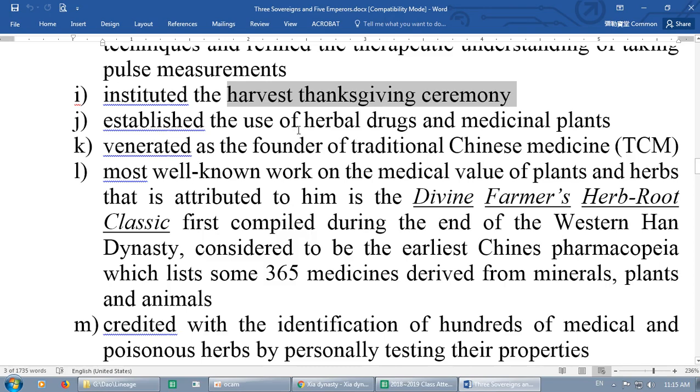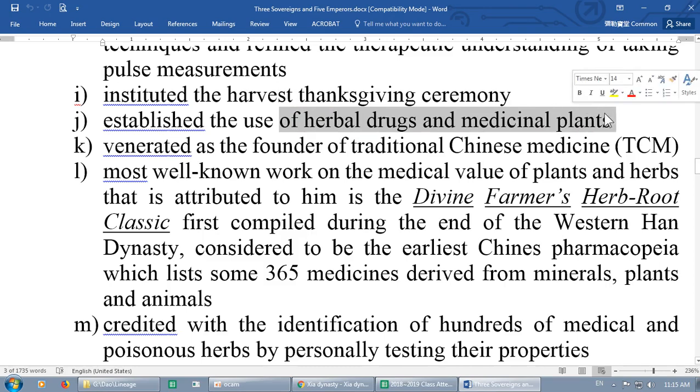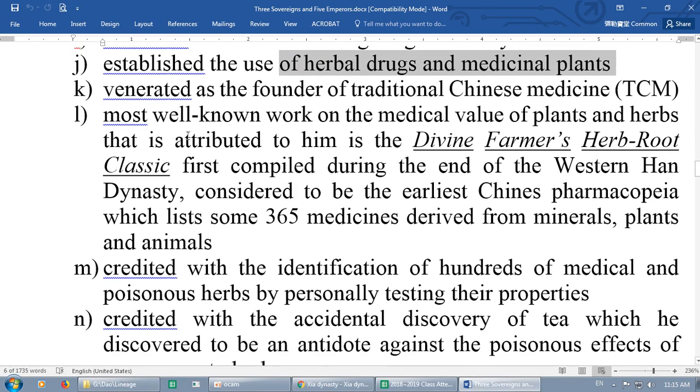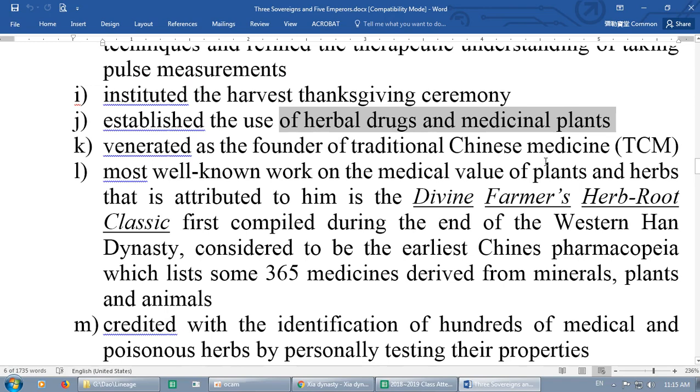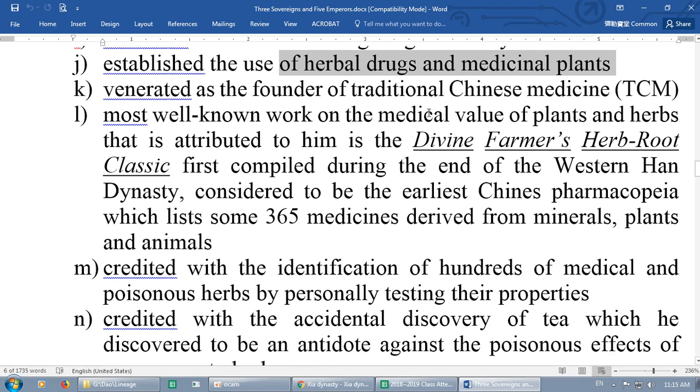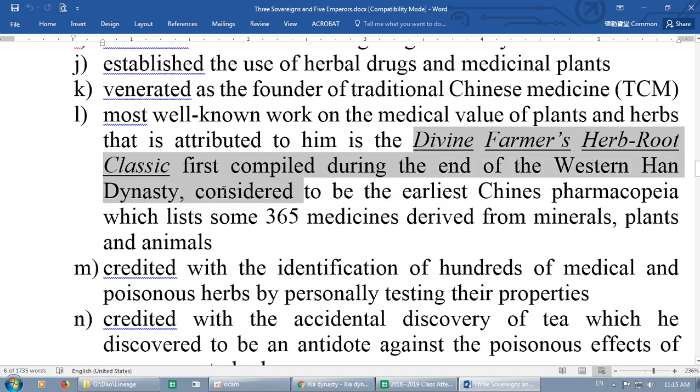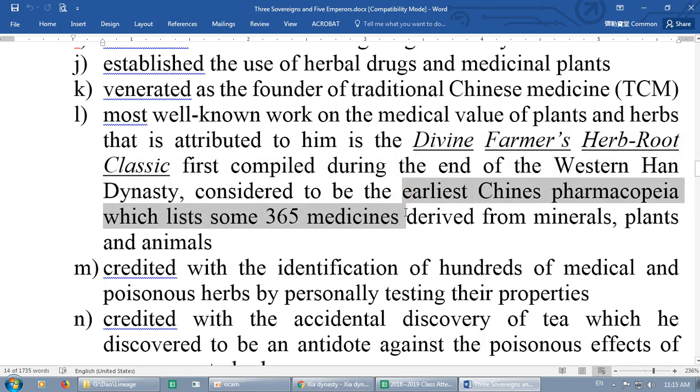So very similar. He also, and this is very important, established the use of herbal drugs and medicinal plants. So that's why he's venerated as the founder of traditional Chinese medicine, TCM. Get it? And his most well-known work on the medical value of plants and herbs that is attributed to him is called the Divine Farmer's Herb Root Classic, first compiled during the end of the Western Han Dynasty, which is the earliest Chinese pharmacopoeia, which is basically a list of drugs or medicines.